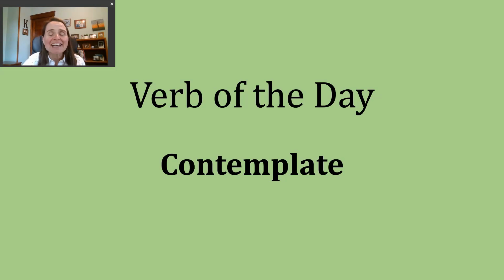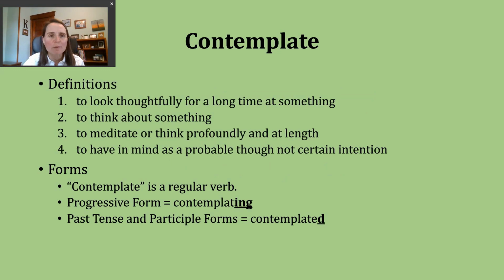So with that, let's take a look at some of the ways or the definitions of this verb, some of the ways that we use the verb contemplate. So the first way you might hear contemplate used means to look thoughtfully for a long time at something. Related to that, a second definition or way to use it, to think about something. Our third definition, to meditate or think profoundly at length. And the fourth way to use our verb contemplate means to have in mind as a probable, though not certain, intention.